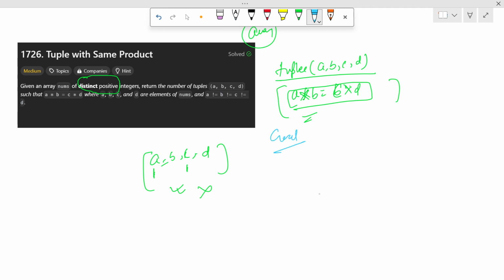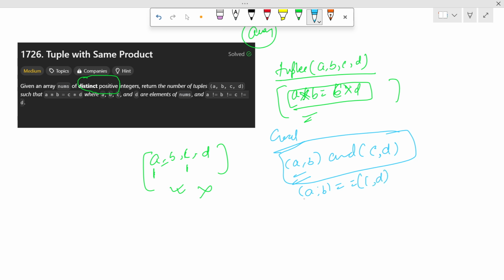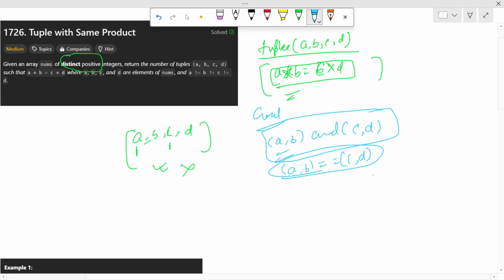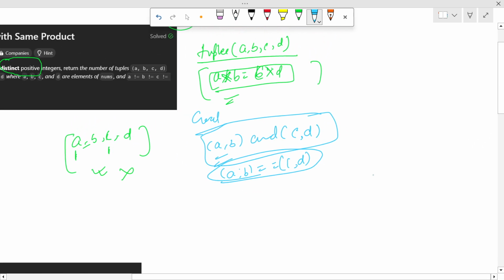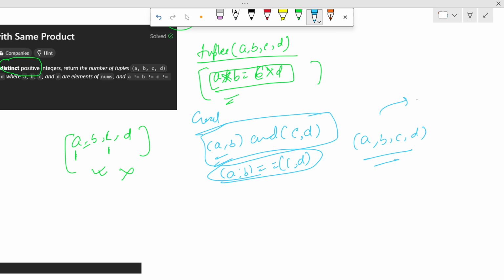Our goal is to find the pairs (a, b) and (c, d) in our nums where the products of the pairs are the same, like a times b is equal to c times d. If multiple pairs share the same product, we calculate the number of valid ways to form (a, b, c, d), and for the final answer we sum all the valid tuples, count them all, and return the count.